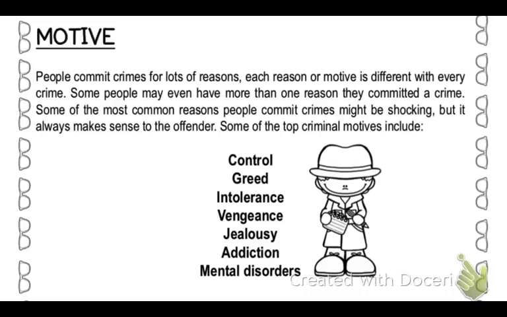Motive. People commit crimes for lots of reasons. Each reason or motive is different with every crime. Some people may even have more than one reason they committed a crime. Some of the most common reasons people commit crimes might be shocking, but it always makes sense to the offender. Some of the top criminal motives include control, greed, intolerance, vengeance, jealousy, addiction, and mental disorders.